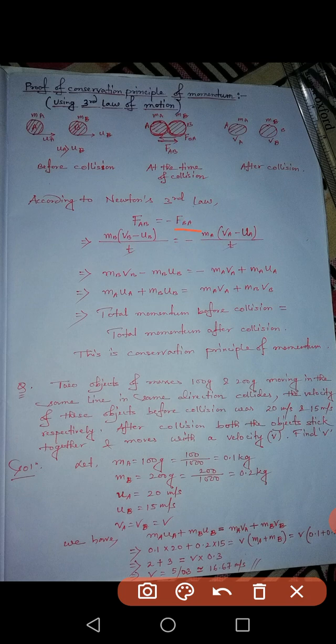FBA is the force exerted by B on A, so whose momentum is going to change? That is A's, and that is why we write mA(vA minus uA) by t. Then t will get cancelled. Once you open the bracket we get this equation, and then if you change the sides we get this equation.